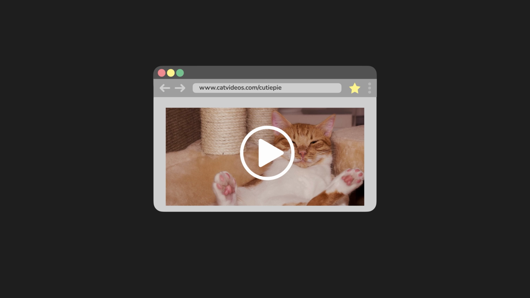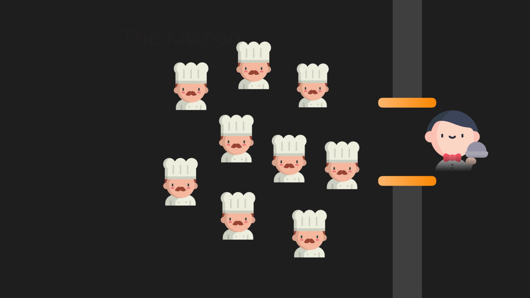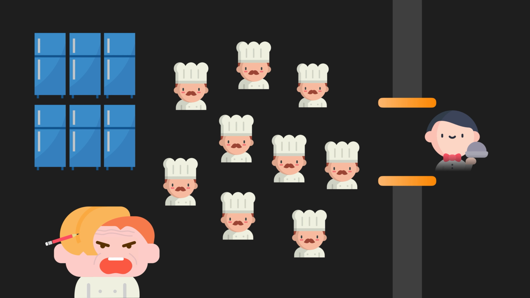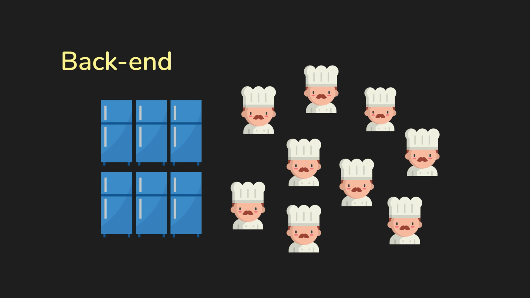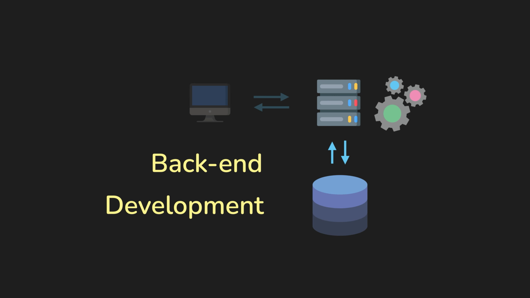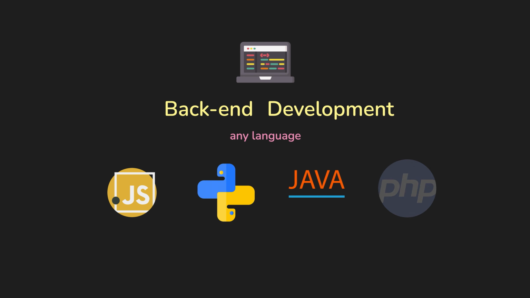But actually, in the restaurant, once your order goes to the kitchen, it's not as pretty as the dining area. There will be chefs and cooks executing recipes, preparing the food, or getting the food from the storage units. This part would be the back end. Backend development focuses on getting data from the database and then working on the functionality and the logic that powers web applications. A backend developer can use any programming language as long as the program can serve requests. Some examples are JavaScript, Python, Java, or PHP.